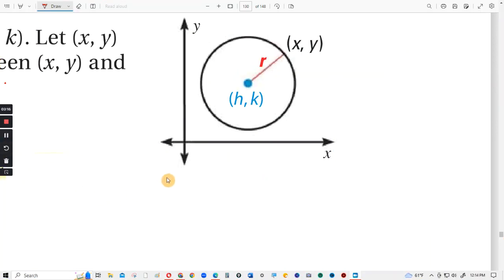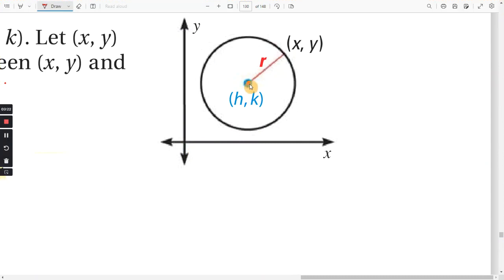Now, not all circles will be centered at the origin. So since the center is a special point, they came up with the letters h and k to represent the coordinates for the center of a circle. Of course, h is the x coordinate and k is the y coordinate. And x, y is just going to be a point on the circle. So that is simply a point on the circle.